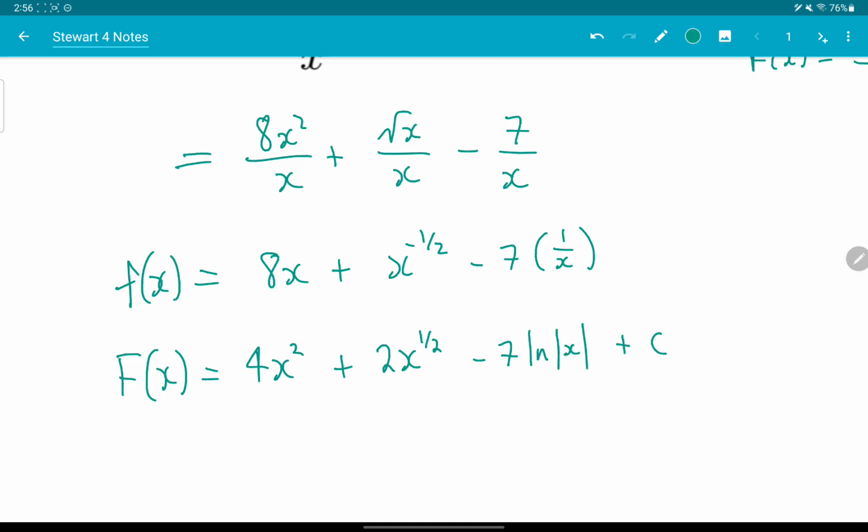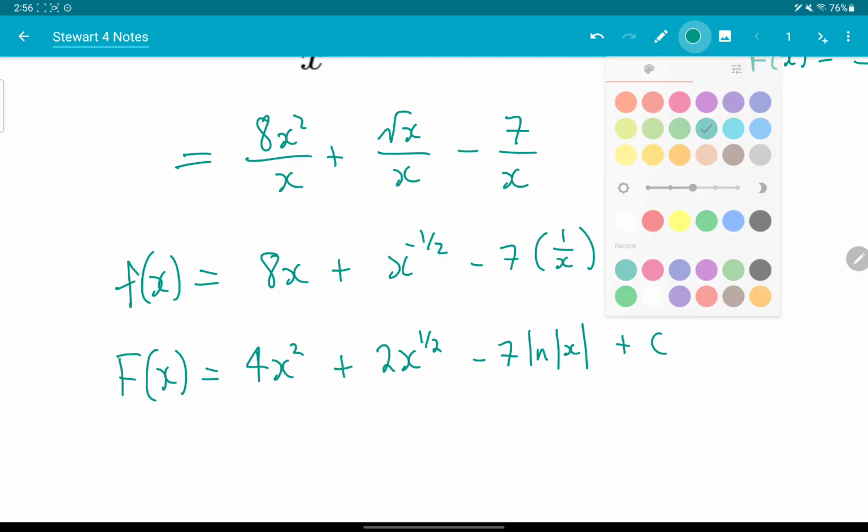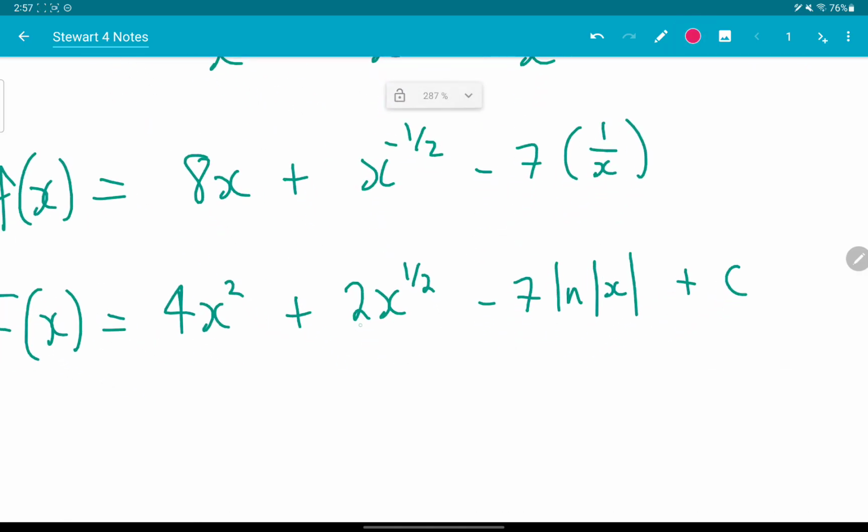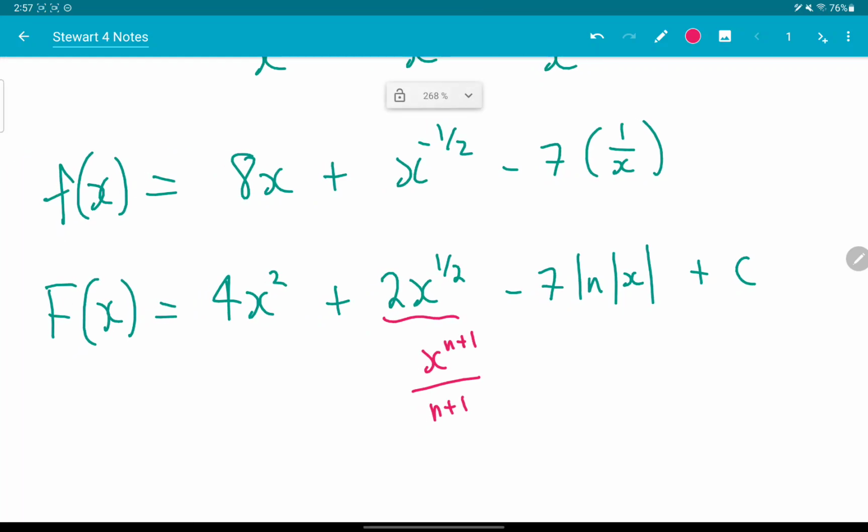Don't forget your absolute value. I will remove a half mark every time. Okay, here I used the formula x to the n plus 1 over n plus 1. I've been doing this for a few decades now, so I can do it in my head. You will too, with just a bit of practice.